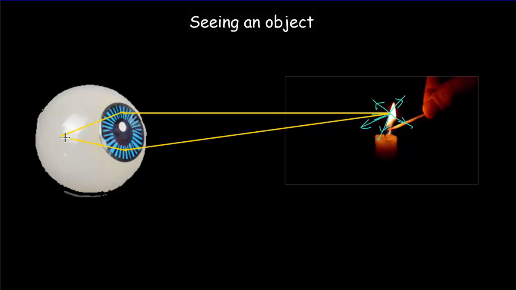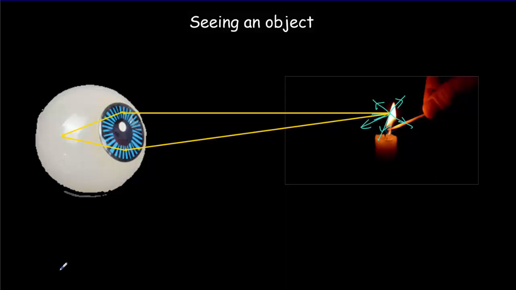So as all the cells are firing on the back of the retina, the brain is continually making up an image. And so our brain gives us this visual sense of the world because all of these cells on the back of the retina are firing. And the brain is able to interpret this and we see a meaningful image.